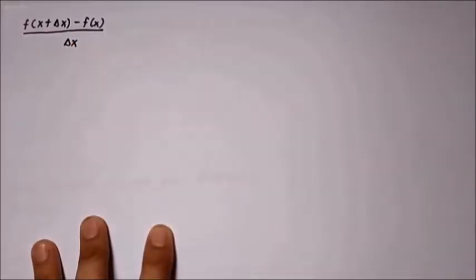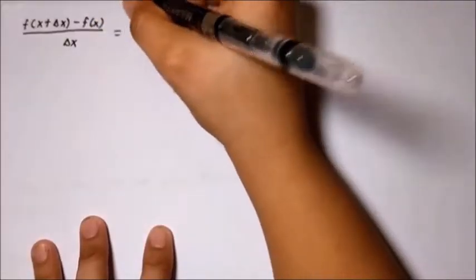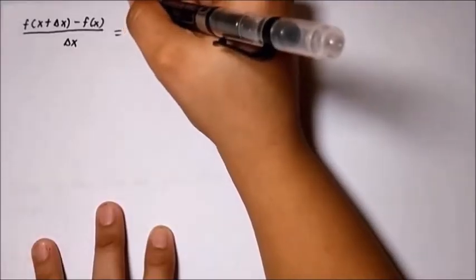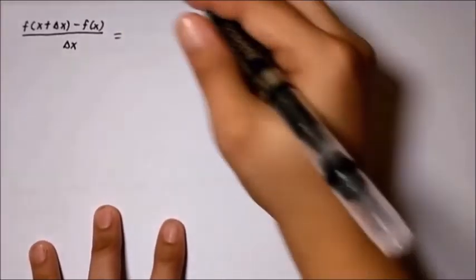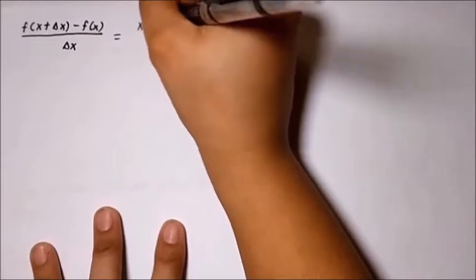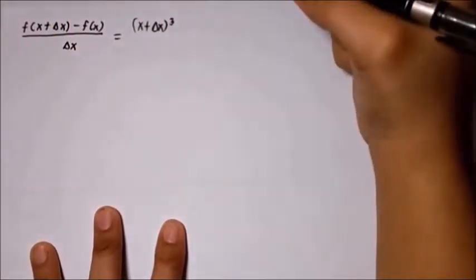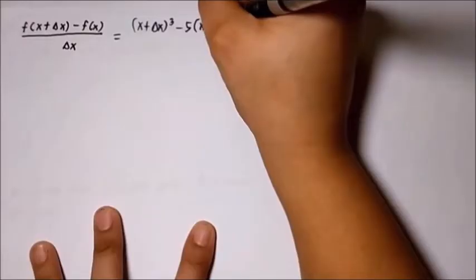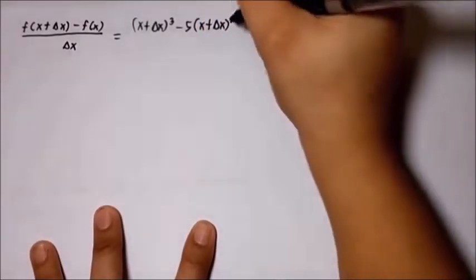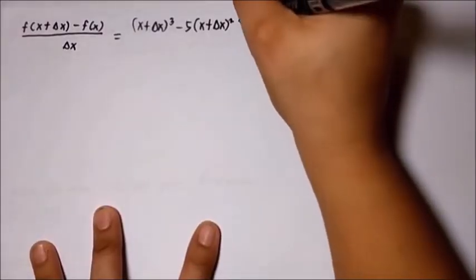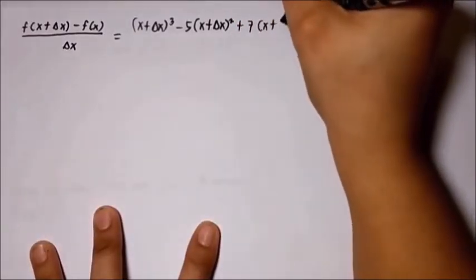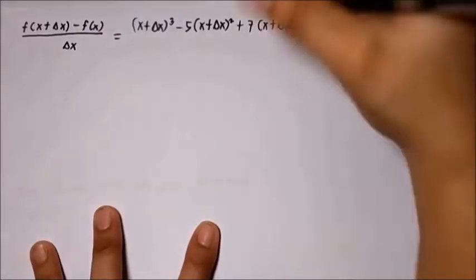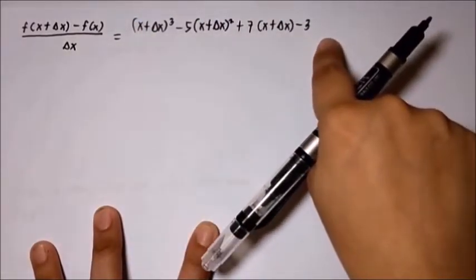So what would be our given? We have x cubed minus 5x squared plus 7x minus 3. So instead of x, we'll be having x plus delta x. So what would be our value now? So x plus delta x raised to 3. And then negative 5x squared, so negative 5 times x plus delta x squared. And then after that, positive 7x, so 7 times x plus delta x minus 3. So this is the value of f of x plus delta x.